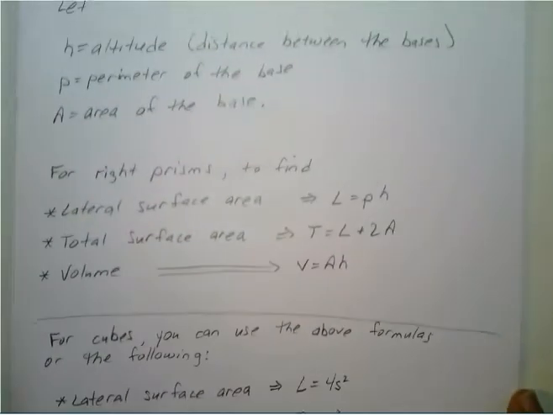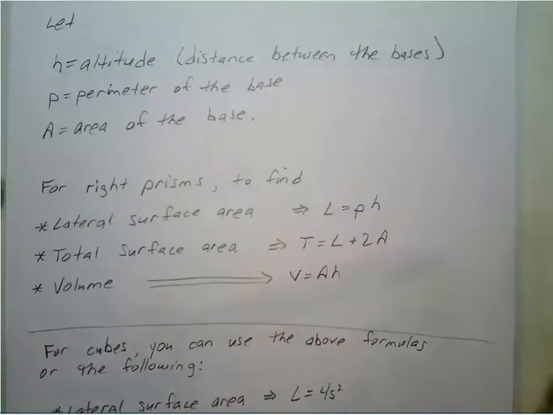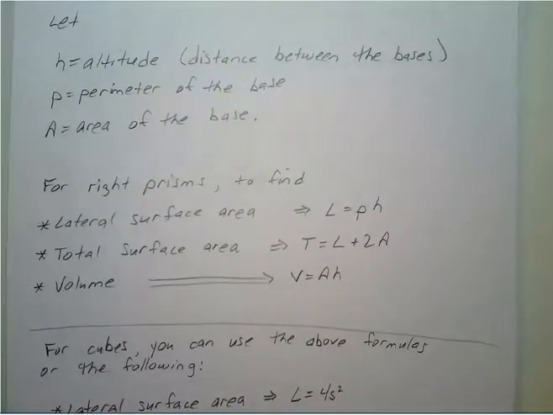Okay, now these are the important things that you're going to know about what we're working on with prisms in this video. All right, so we're going to let h represent the altitude, which is the distance between the bases that I showed you. P is just the perimeter of the base. Remember, to find the perimeter of the base, you just add all the sides together. And you have the area of the base.